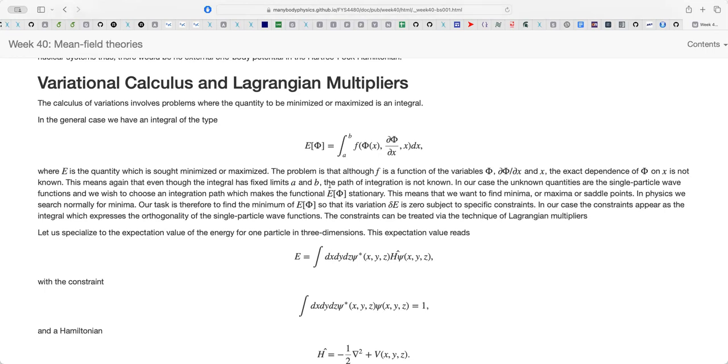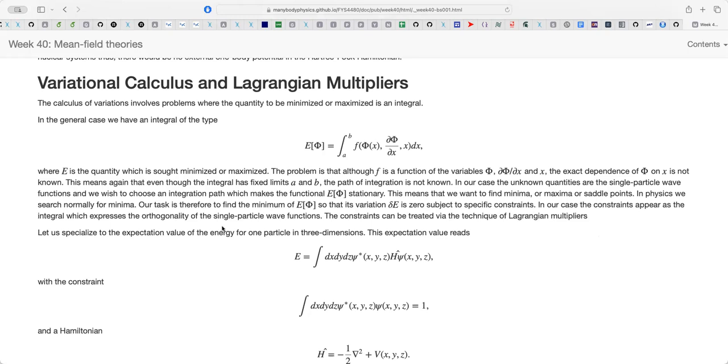And you want this to be stationary, so you want to find a variation so that this quantity is stationary, it doesn't change due to these variations. So the variation delta E is subject to some specific constraints. In our case, the constraints appear as the integral, which expresses the orthogonality of the single particle wave function. And that leads to this theory of Lagrange multipliers.